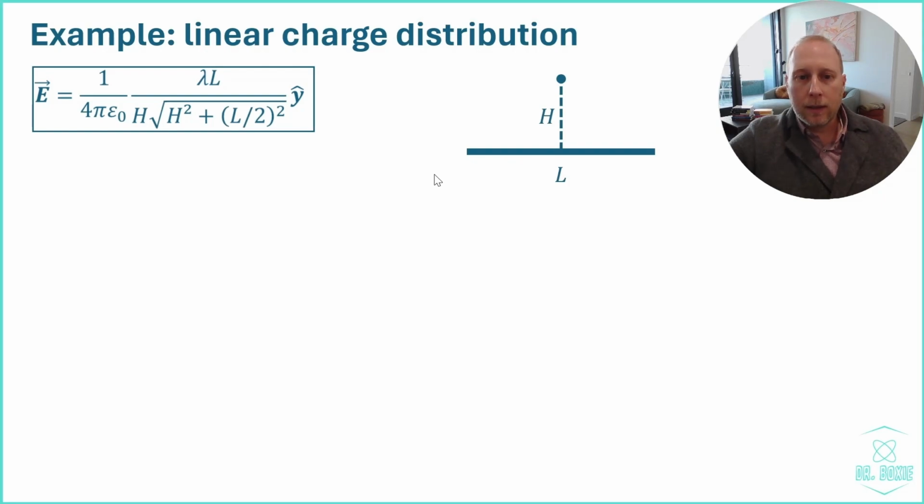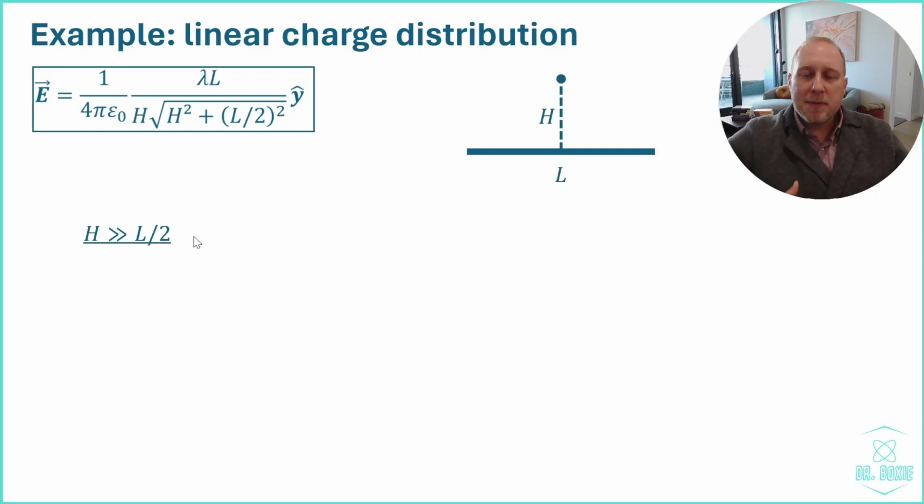Now, what does it tell us? Can we understand it? Well, it is not a very simple expression, but we can at least look at whether it gives us what we expect to see in some extreme cases. Specifically, consider the case where h is much larger than L over 2. Let's think about what we expect to see here.